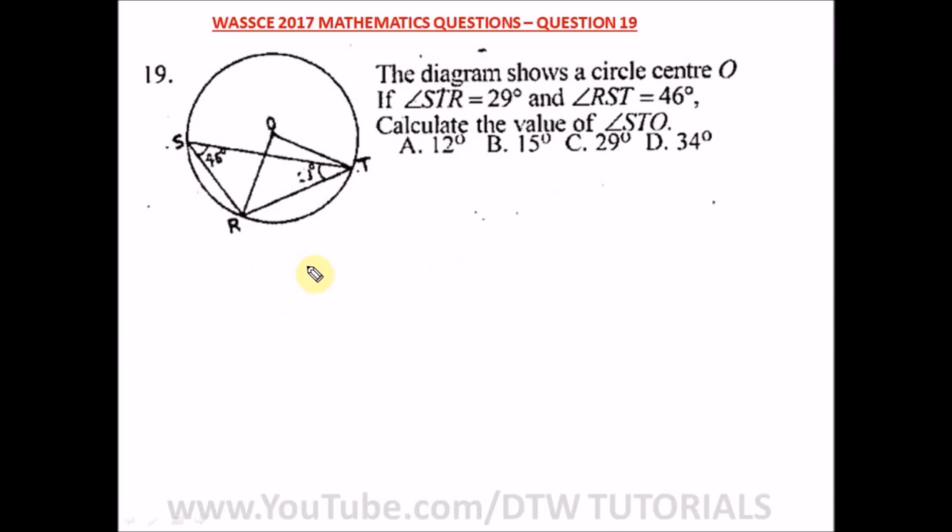Question 19 of our WASSCE 2017 mathematics past question, that's your WAEC 2017. It says the diagram shows a circle center O. If angle STR is what? 29. So this angle is 29 degrees, and angle RST is 46. So this is 46 degrees. Calculate the value of angle STO.